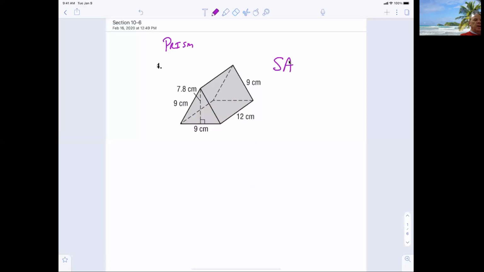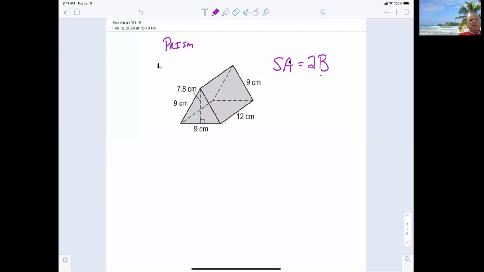So here we go. Surface area of a prism is 2 capital B. What does capital B stand for? Base. Now, it doesn't just stand for base. It stands for area of the base. Is everybody with me on this? So the surface area is always 2 times the area of the base.